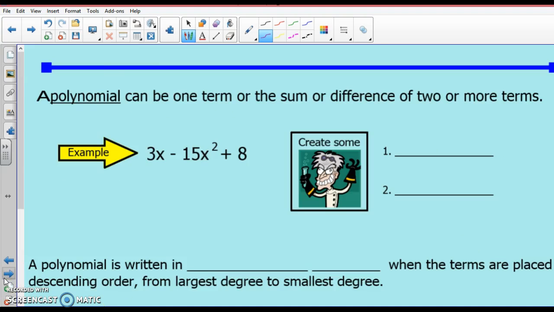All right. A polynomial, you guys should be filling in your notes, can be one term or the sum or difference of two terms. For example, this is a polynomial. It's got multiple terms. It can be this: 7x squared plus 8x minus 10. That is a polynomial. More importantly, a trinomial. We'll learn about that in a second. 6x minus 10. Polynomial.